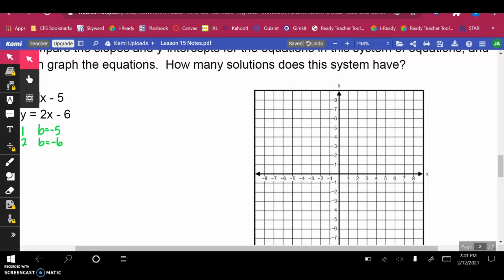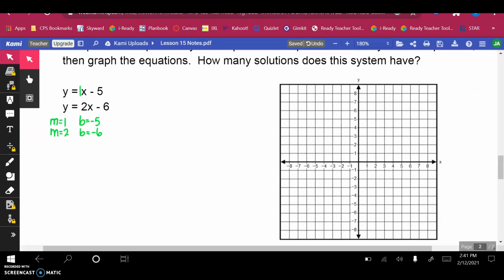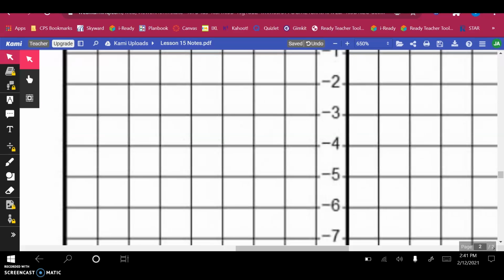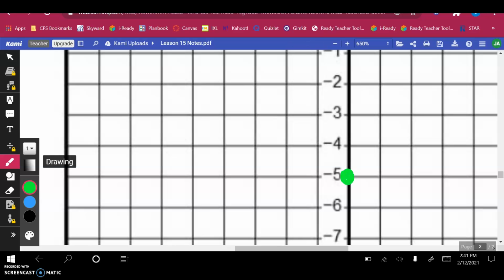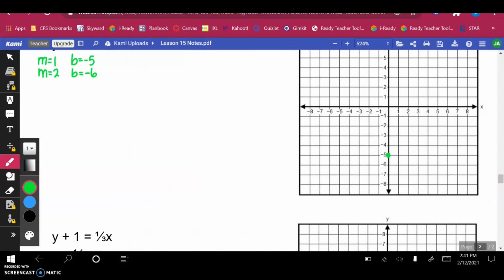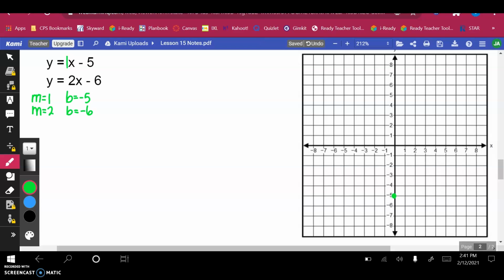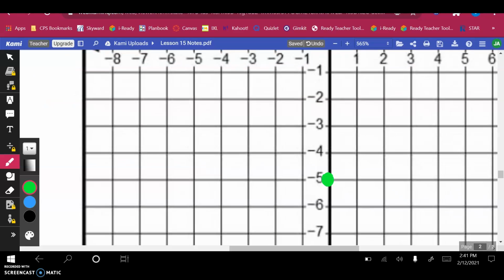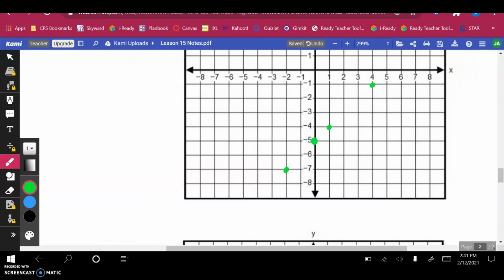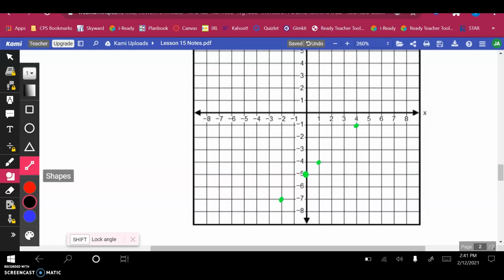Now we're going to graph these on our line over here. The first equation is y equals 1x minus 5. So that -5 is where we're going to put our first dot on the y-axis. The y-intercept is -5, and our slope is 1. That means from that dot, I'm going to go up 1 and over 1. I'm going to put a few extra dots just so it's easier for me to draw my line and connect them.